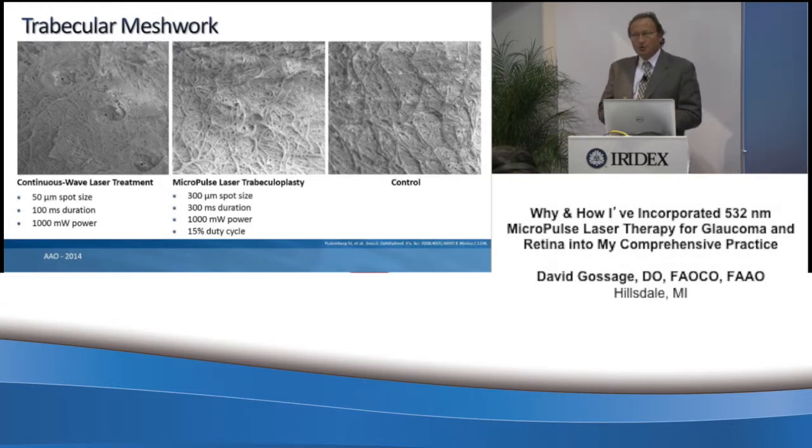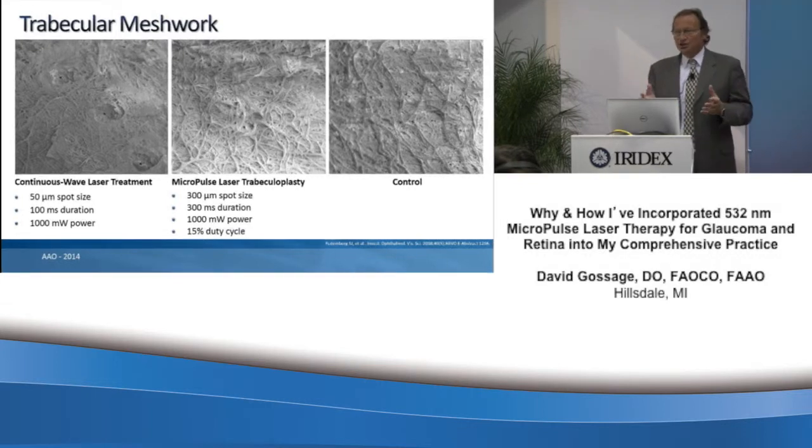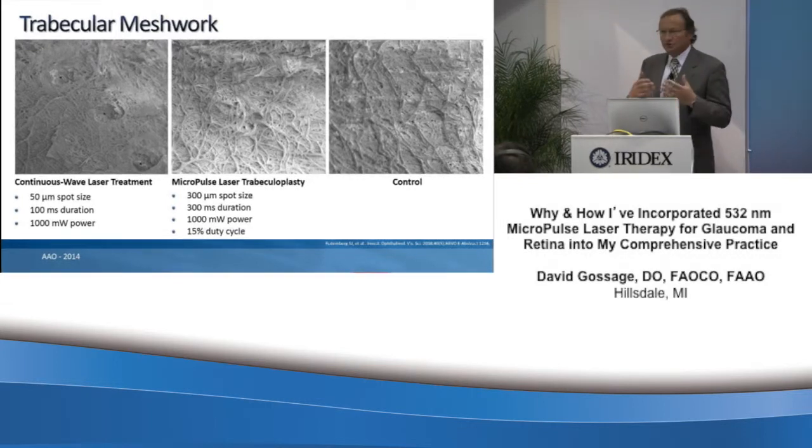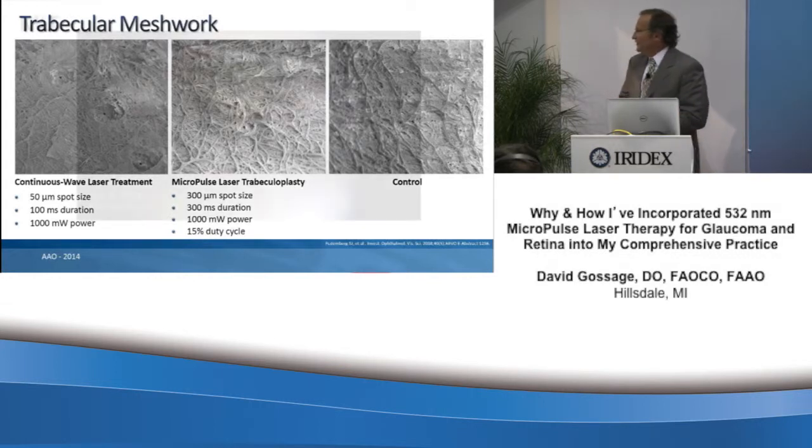If you look at the MicroPulse treated eye, you don't see any changes within the trabecular meshwork, and that's using a 300 micron spot size, 300 millisecond, and 1,000 milliwatts of power with a 15% duty cycle. So you compare that MLT eye to that of the control eye, really no difference at all. So that shows you that we can still get the effect without causing the tissue damage, which then allows us to make this procedure repeatable in the future if needed. This is courtesy of Ike Ahmed.